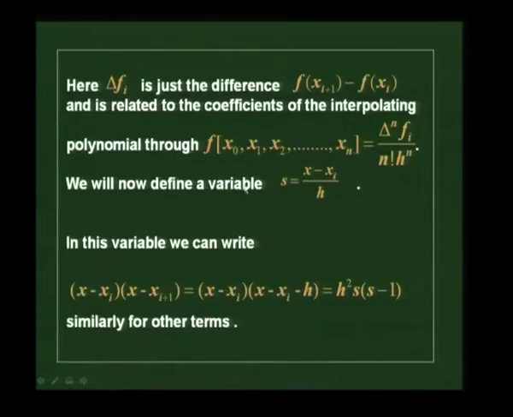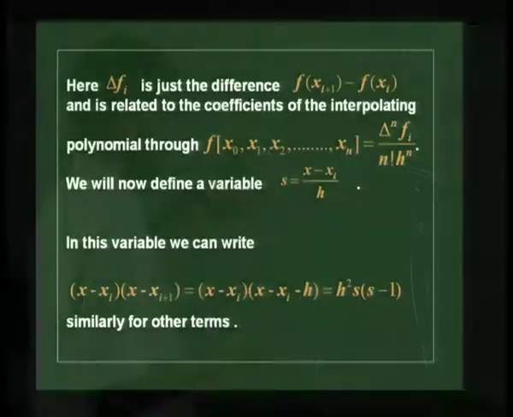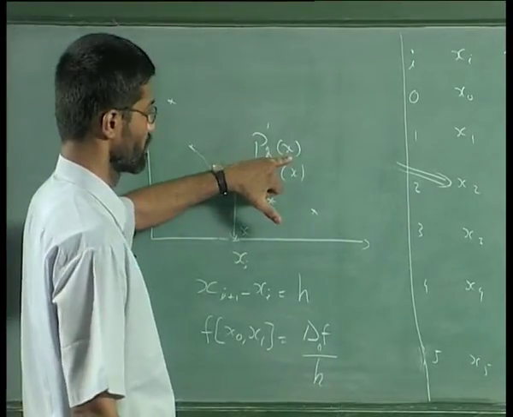Now we will define a new variable, which we call s, which is x minus xi divided by h. Now what do we want to evaluate? We want to evaluate derivatives or the polynomial at any point x.